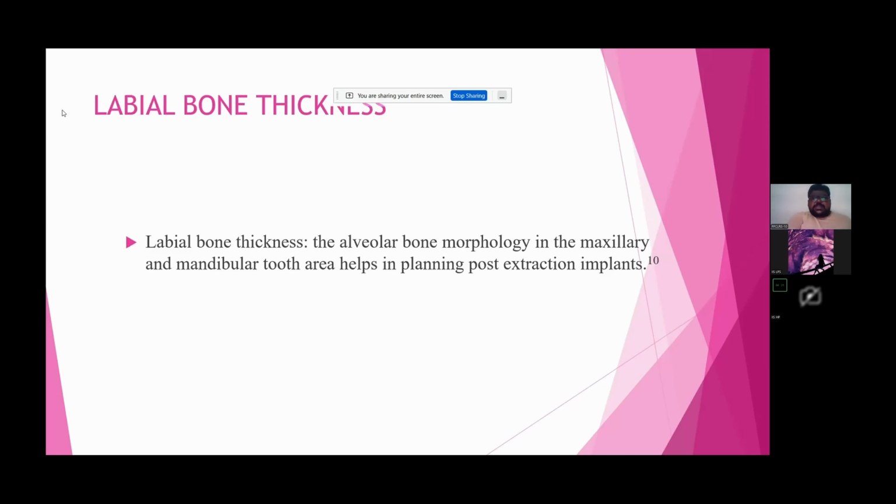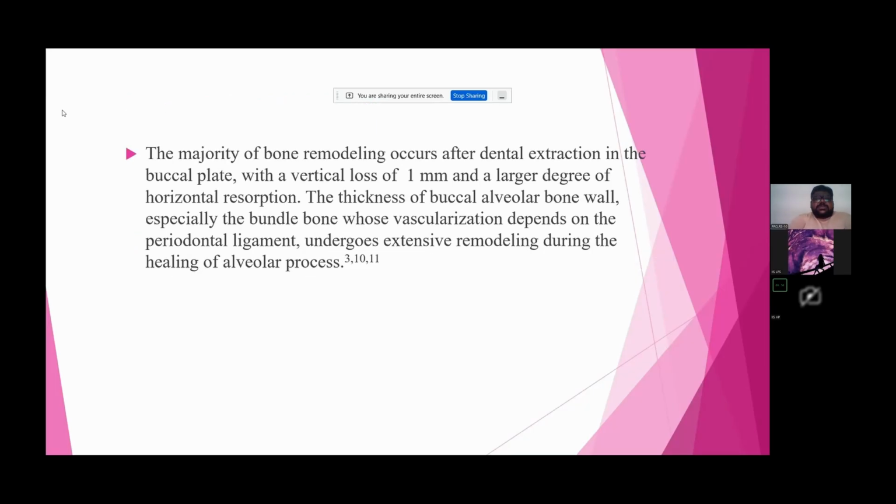So the objectives here: we are going to find the LBP, labial bone perforation, with respect to the TRA and SRP. TRA means tooth ridge angulation, SRP is socket root position, and the labial bone thickness. Now coming to labial bone thickness, it is the alveolar bone morphology in the maxillary and mandibular tooth area that helps in planning post-extraction implant placement.